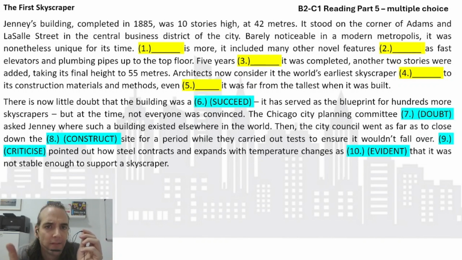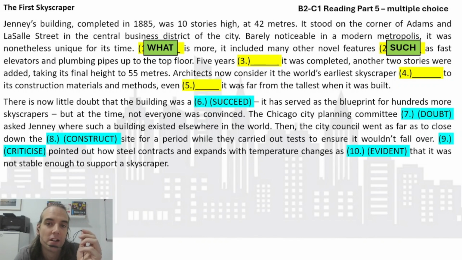Number 1, are you ready? What is more? Typical Cambridge expression for adding more information at the start of a sentence. Additionally, furthermore, what is more? Number 2, an easy one, isn't it? Such as, for example, the elevators and the pipes.